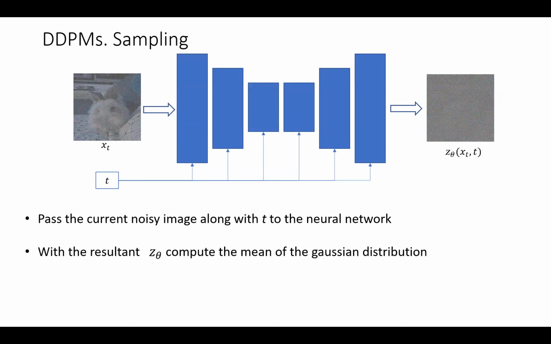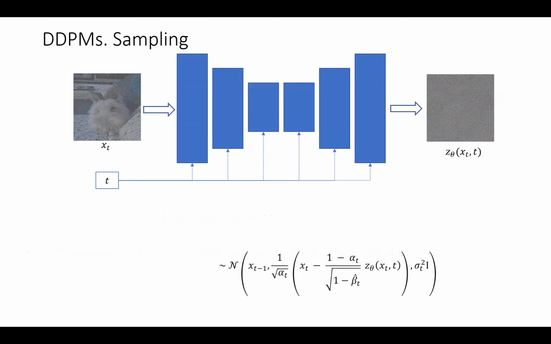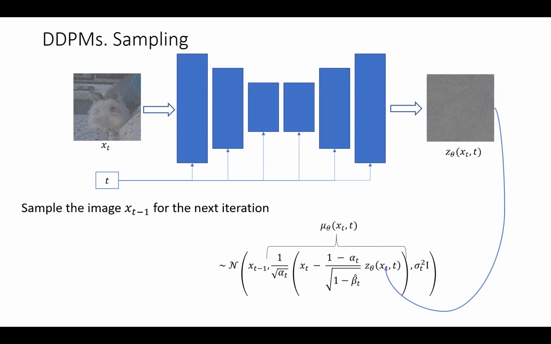and we'll get the z theta, compute the mean of the Gaussian, and this is the way we are going to generate xt minus 1 from xt. This is our Gaussian distribution. This is our mean, it's centered at xt, and the covariance matrix is fixed. So essentially, the neural network will give us z theta, which we'll put here, and all these other terms are the same as we were talking about.